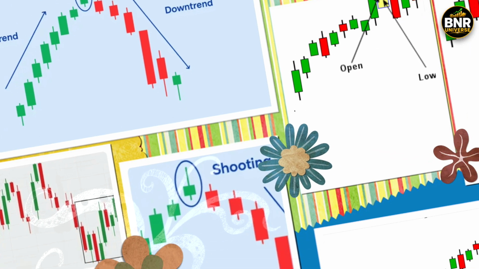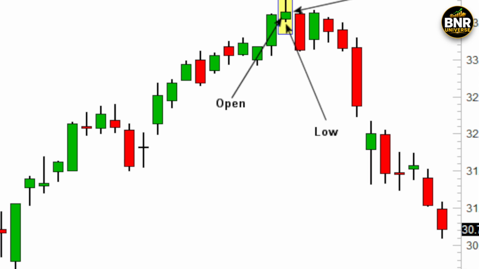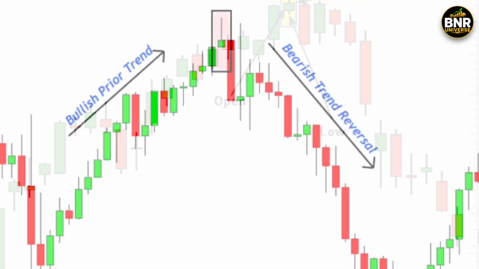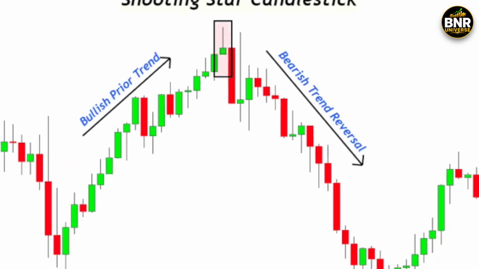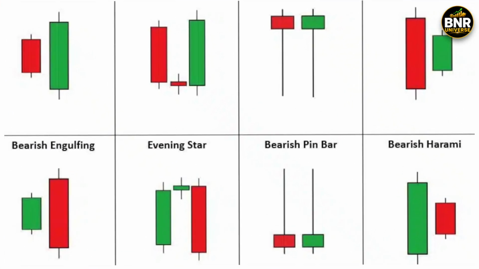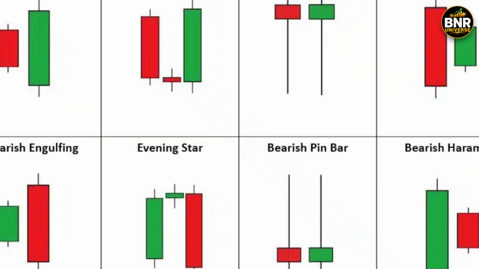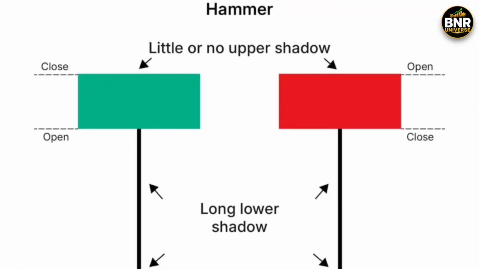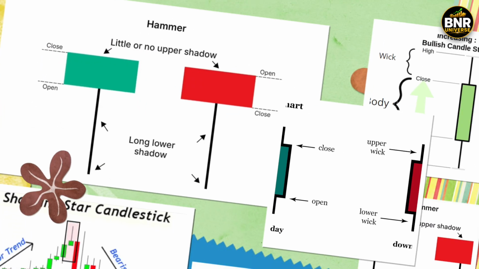Shooting star. The shooting star has a small body, long upper wick, and small lower wick. This shows buyers pushed prices higher, but sellers came back strongly. The market closed near the opening price. This may signal a potential downward reversal.